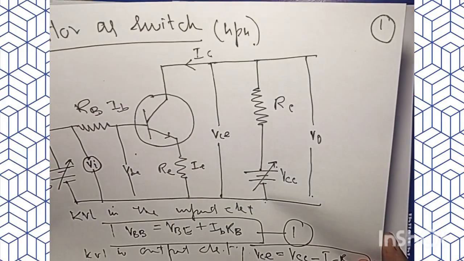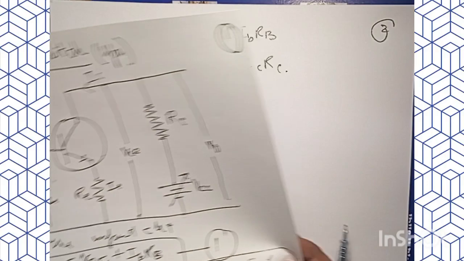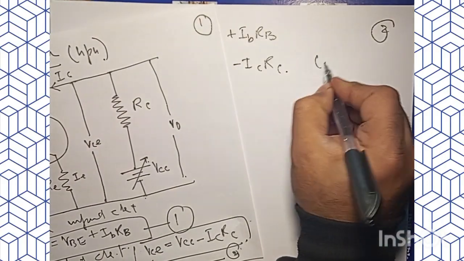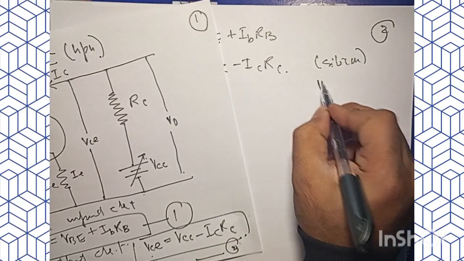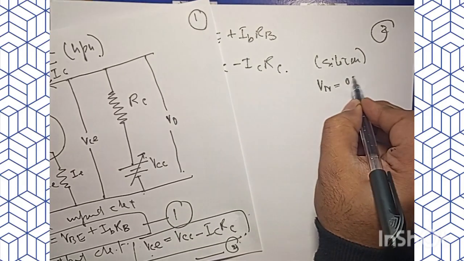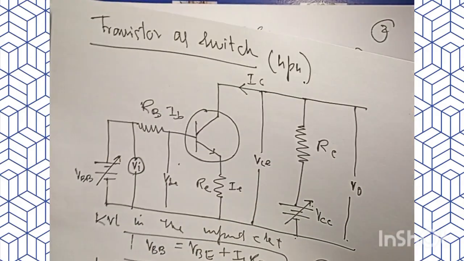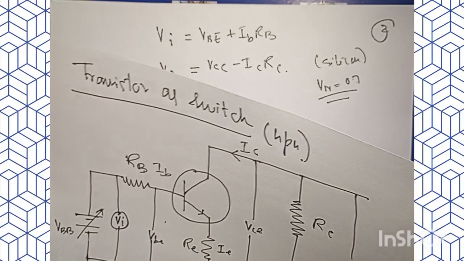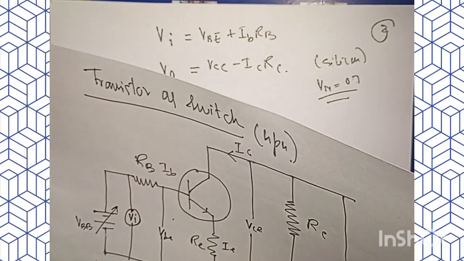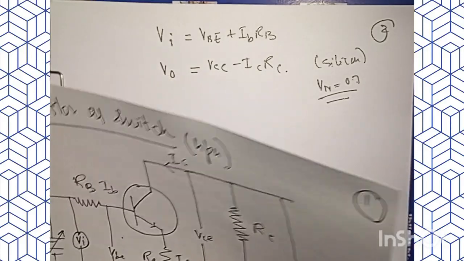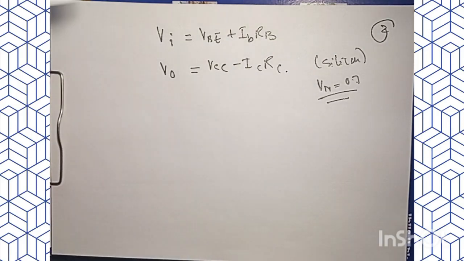So that's clear. Now let us assume that this NPN transistor is made of silicon. For silicon, we know the knee voltage is 0.7 volts, and let us use that concept to understand how this NPN transistor works as a switch between the saturation and cutoff regions. So these are our equations, and to move on.